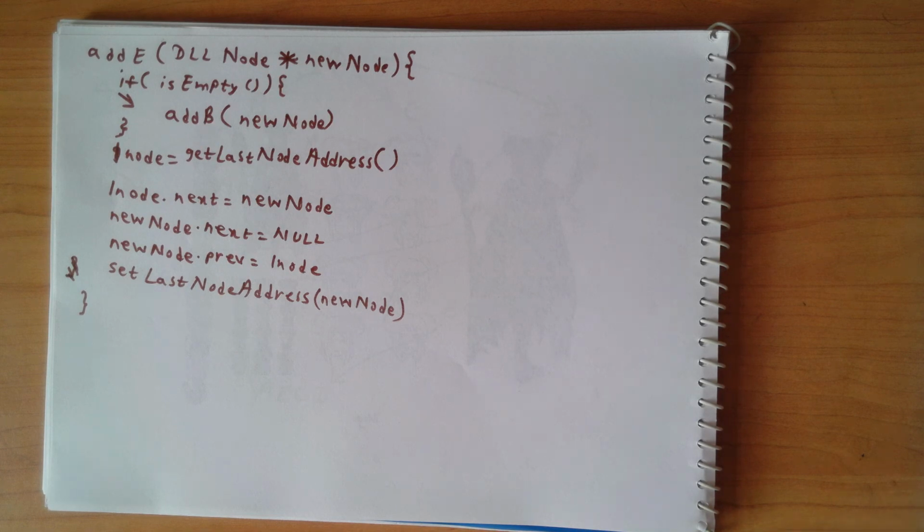So after this, we will try to delete elements from the doubly linked list. But again, if you look, the logic for addition in a doubly linked list is the same as a singly linked list. The only difference is that we have to deal with a few more pointers.